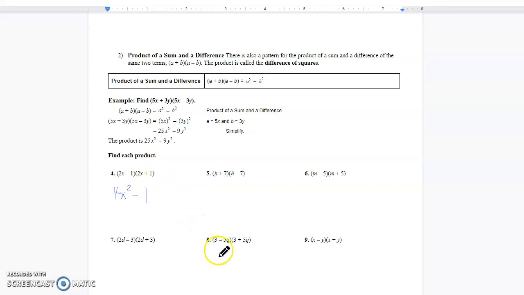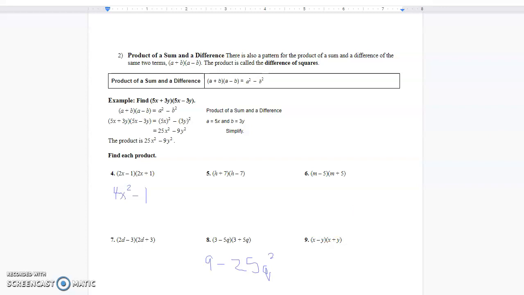Some of these are a little weirder because they have other stuff. So 3 times 3 is 9. Both the same thing, plus sign, minus sign. Minus 25q squared. Notice there's always a minus in the middle, because a minus times a plus is a minus. And that's it, really. Try the other ones. This shouldn't be hard for you.